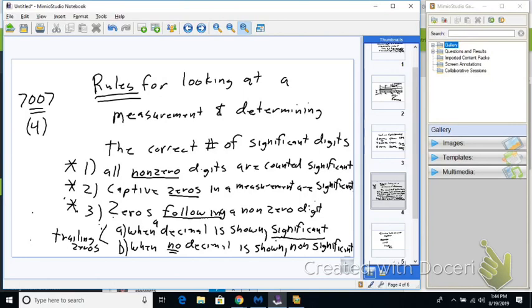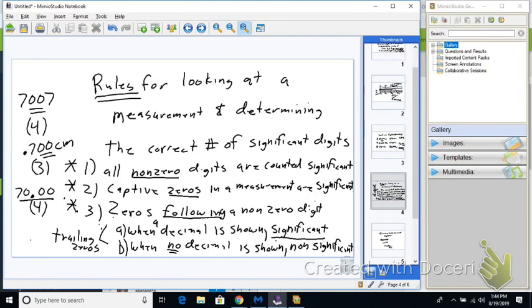Scenario 3a would be like the following. These would be 2 examples. 0.700 centimeters. These zeros are significant, so there'd be 3 there. Another scenario would be if I had 70.00. All those zeros are significant because they're trailing a non-zero digit and the decimal is shown. So there would be 4 there in that example.